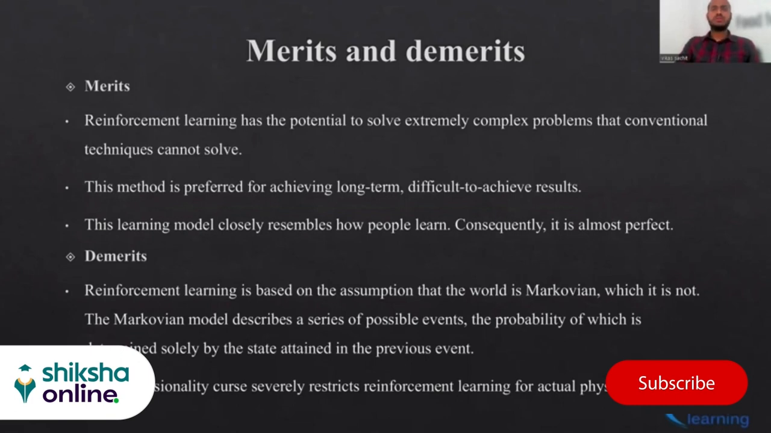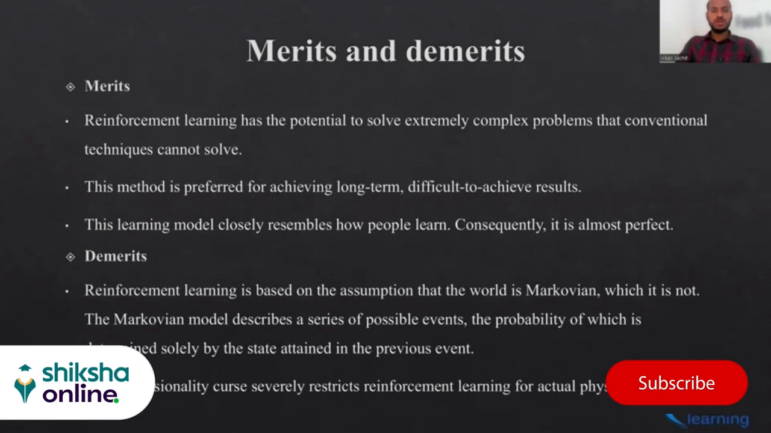Now let us understand some merits and demerits. What are the merits? Reinforcement learning has the potential to solve extremely complex problems that conventional techniques cannot solve. We cannot solve them by using machine learning and other algorithms, but RL has certain advantages. Another advantage is that this method is preferred for achieving long-term, difficult-to-achieve results, for example DNA sampling and better routing. And this learning model closely resembles how people learn. Consequently, it is like a human: it will try to learn continuously and improve over a period of time.